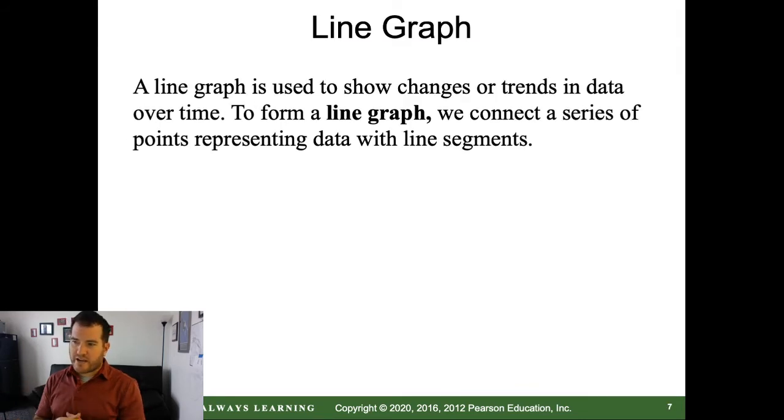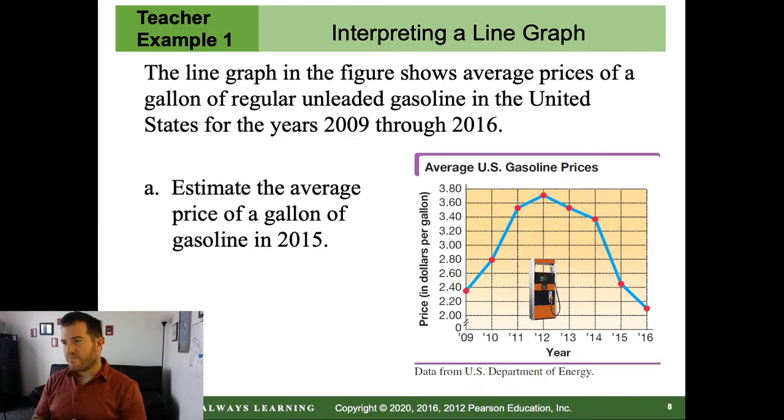So what is a line graph? A line graph is used to show changes or trends in data over time. For a line graph, we connect a series of points representing data with line segments. So that's kind of what a line graph looks like. And you guys have already seen it. There's nothing unique or different about it. This is just a line. The different dots are connected.